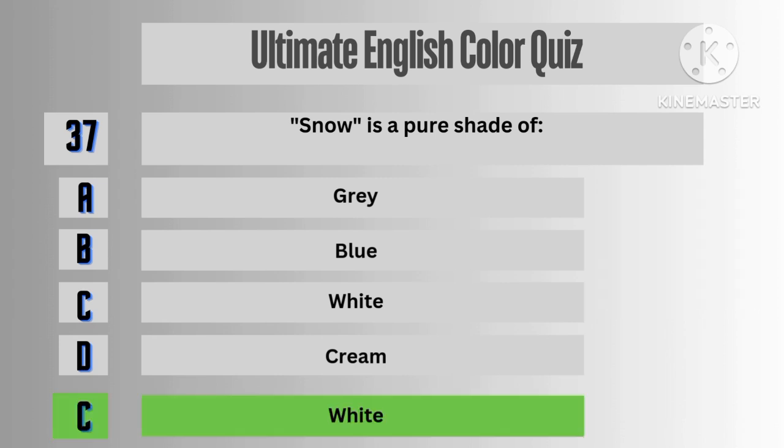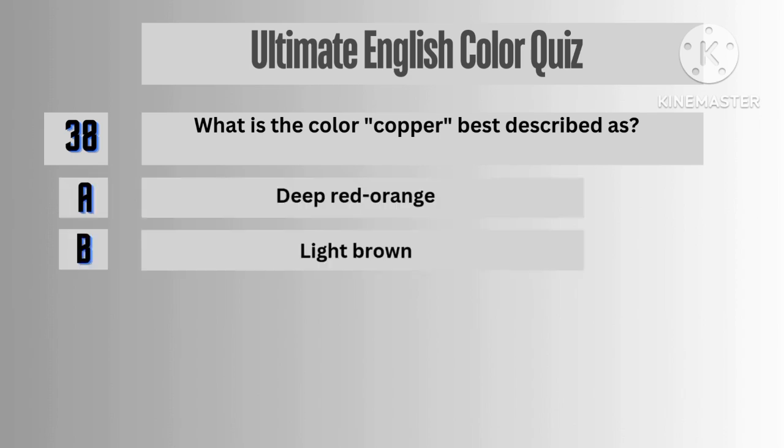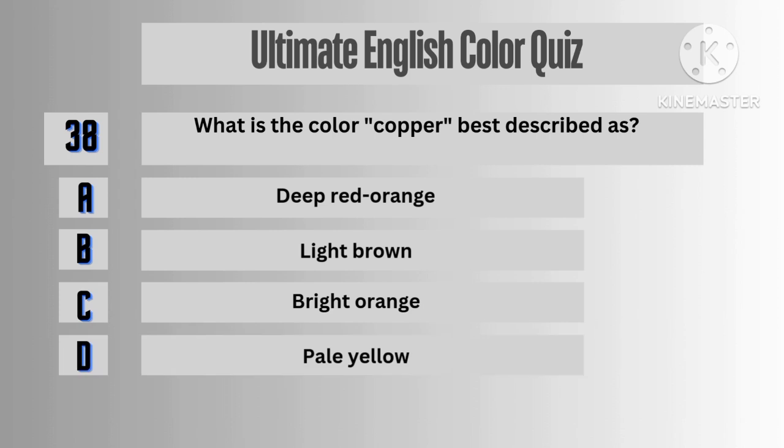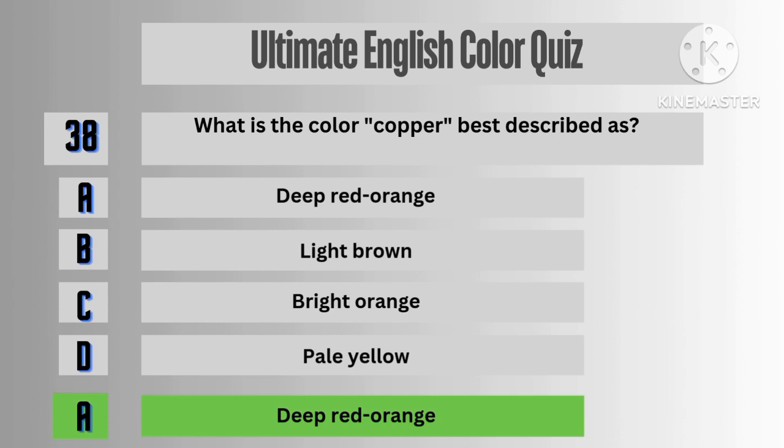Question number 38. What is the color copper best described as? Option A, deep red orange. Option B, light brown. Option C, bright orange. Option D, pale yellow. 5, 4, 3, 2, 1. Correct answer is A, deep red orange.